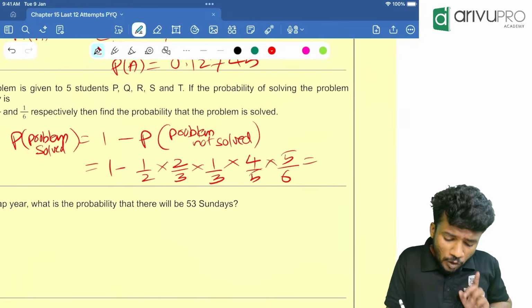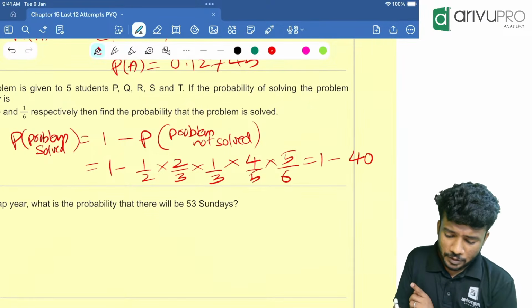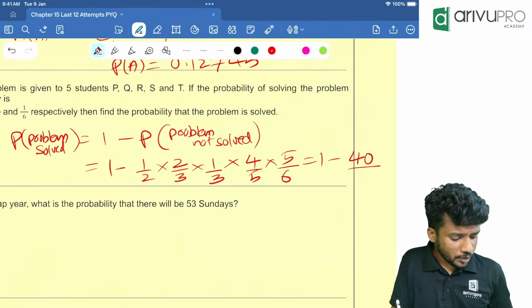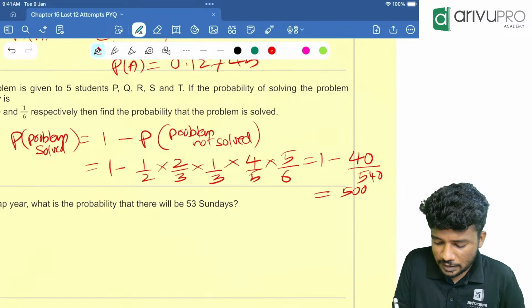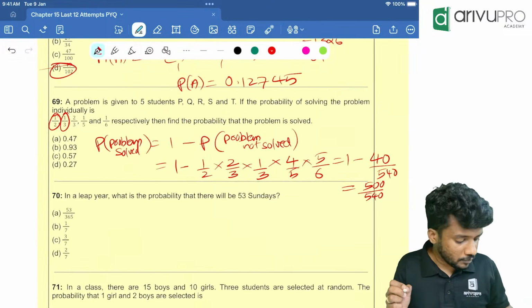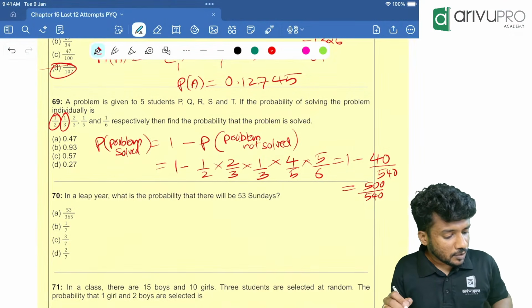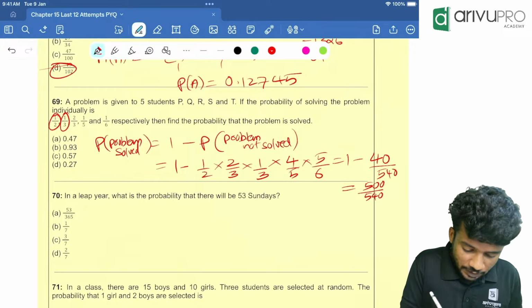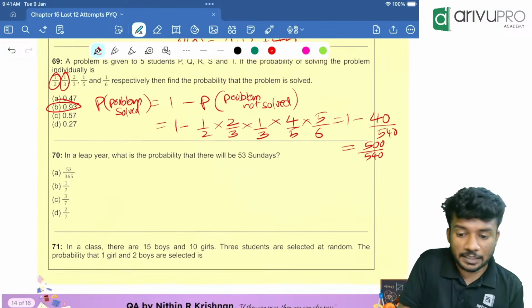Which is equal to 1 minus 1 into 2 into 5 into 4, how much is that? That is 40. Then divided by 2 into 3 into 3 into 5 into 6, which is equal to 540. So 540 minus 40, that is 500 divided by 540. So looking at the options, 500 divided by 540 is equal to 0.9259. So option B. The nearest answer is option B.